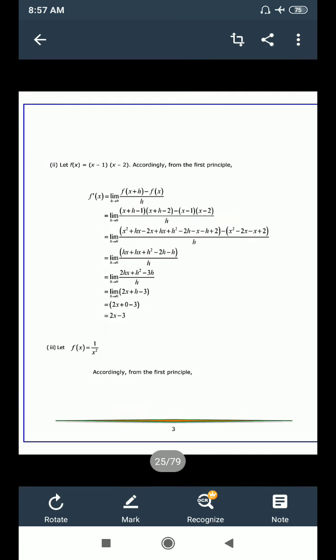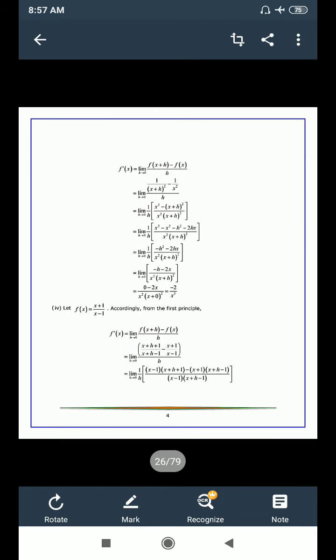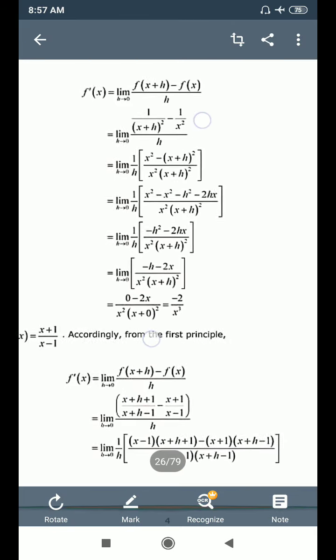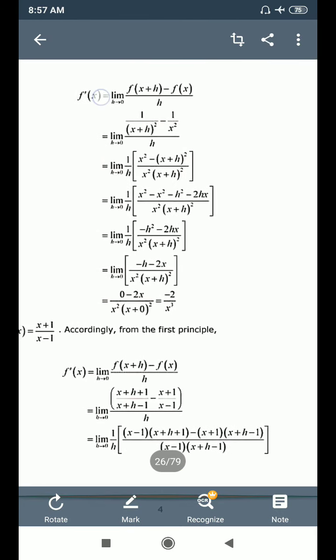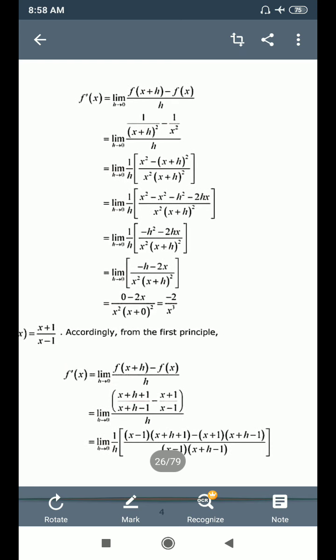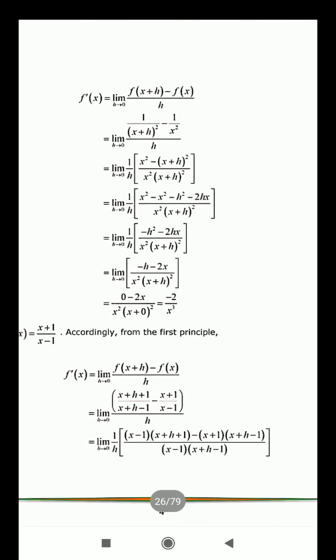Come to f(x) equal to 1 upon x square. So this is the formula for the first principle: f dash x is equal to f(x plus h) minus f(x) divided by h. In this I will put f(x plus h). As f(x) is given as 1 upon x square, f(x plus h) will be 1 upon (x plus h) whole square. In f(x) you have to just replace x by x plus h. That's all.